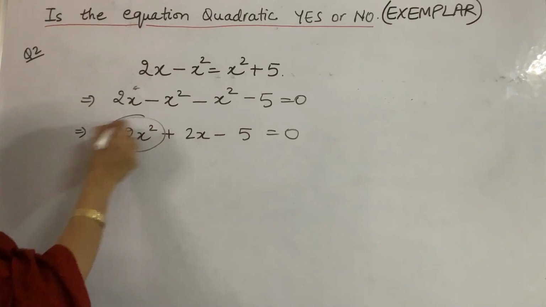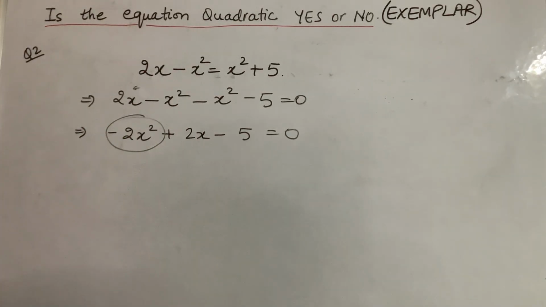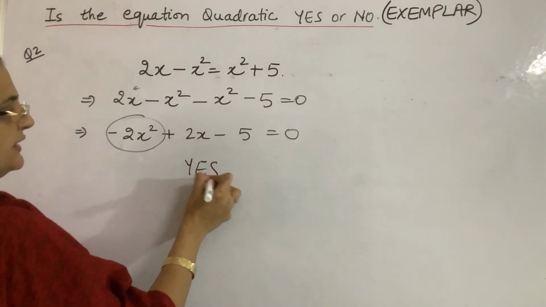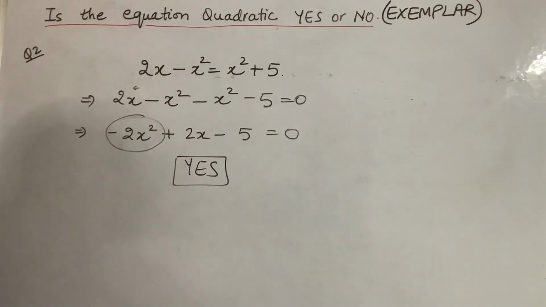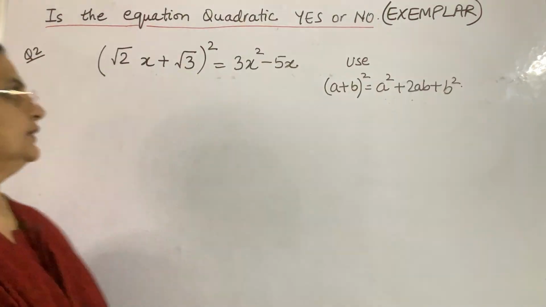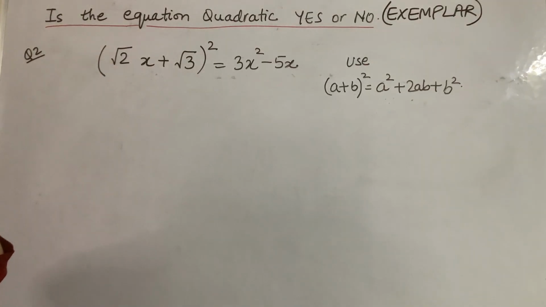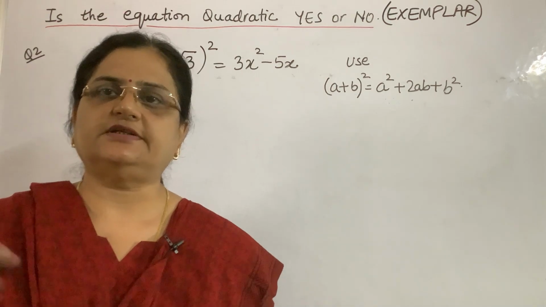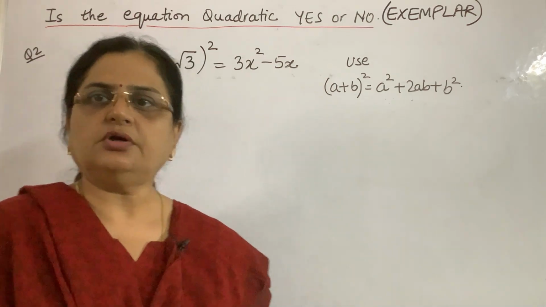Here you have the x square term. So this is ax square plus bx plus c is equal to 0. So you can easily say that this equation is a quadratic equation. The question says root 2x plus root 3 whole square is equal to 3x square minus 5x. We have to say whether this is a quadratic equation or not.